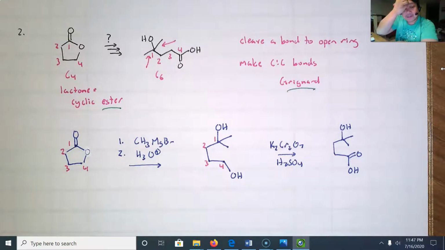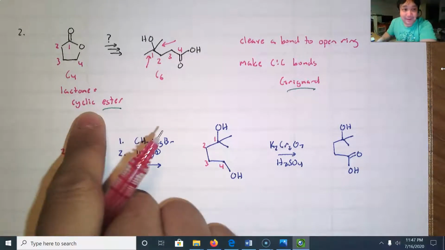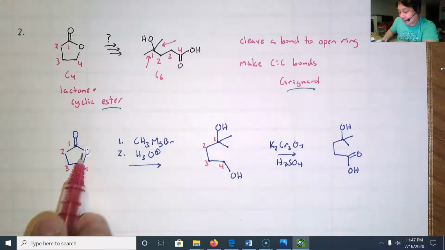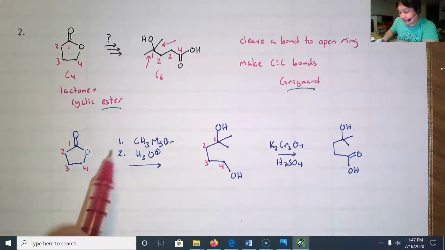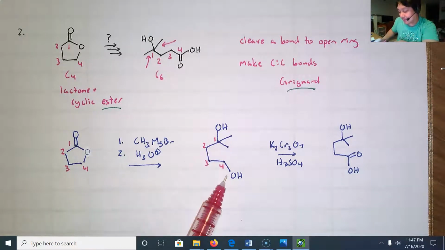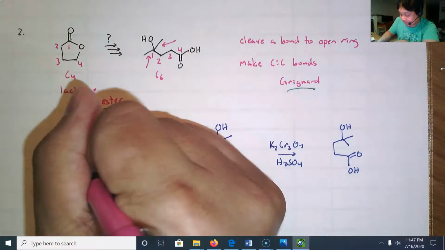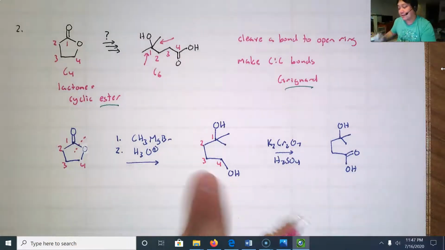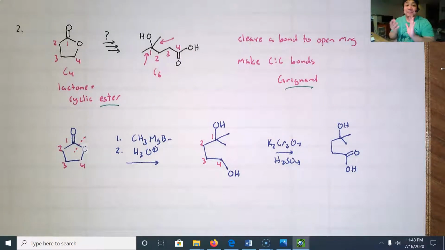The other thing that makes this a little bit more difficult is the ester is cyclic. Okay, meaning that the group that got kicked out is still connected. This was the group that got kicked out because this bond broke, right there. The leaving group is actually still connected. That was a doozy. Okay, it was only 2 reactions, but it did require a lot of thinking.